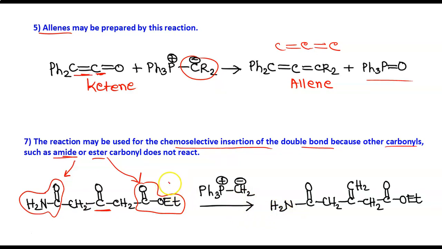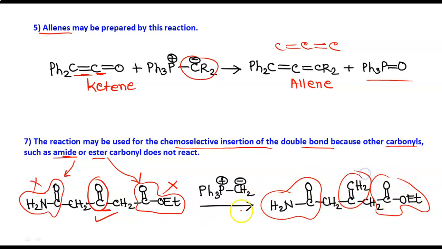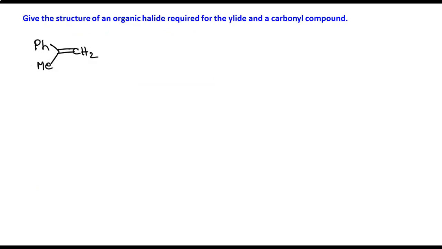Okay, and we are using the ylide. So here this ester group will not react, the amide carbonyl will also not react, but only this one will react. So as a result, this part is intact, this part is also intact, only this C=O double bond is now converted to C=CH2. So this is chemoselective. There are 3 carbonyl groups, but only 1 carbonyl is taking part in the reaction, not the other 2.